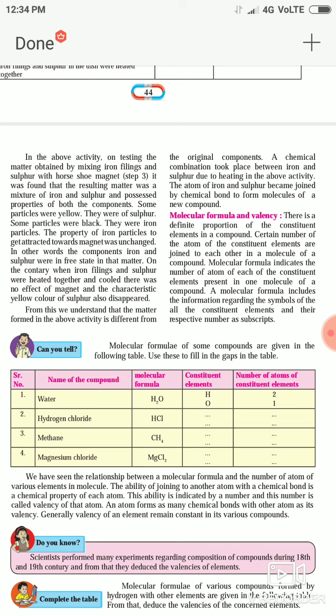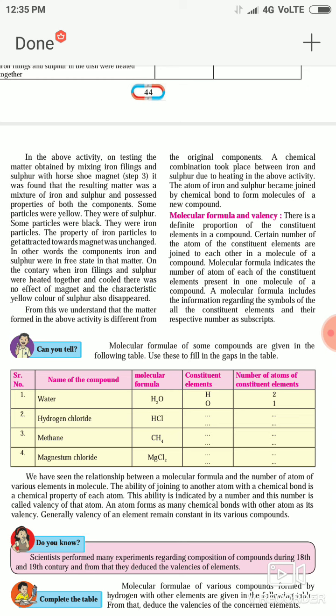Second example is of hydrogen chloride or hydrochloric acid. Here it is a 1:1 proportion, and the constituents are again hydrogen and chlorine. In methane, the constituents are carbon and hydrogen, having the proportion 1:4. 1 atom of carbon and 4 of hydrogen. In magnesium chloride, MgCl2 is the molecular formula, having the constituent elements magnesium and chlorine, with a proportion of 1:2. 1 magnesium to 2 chlorine.